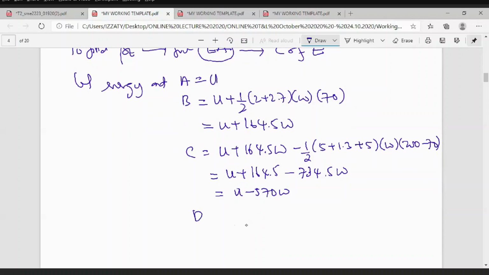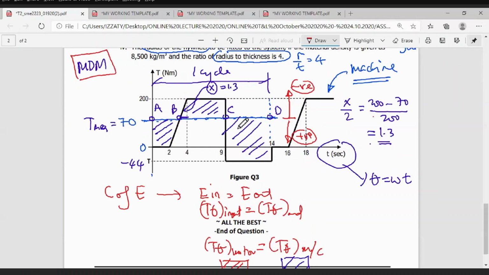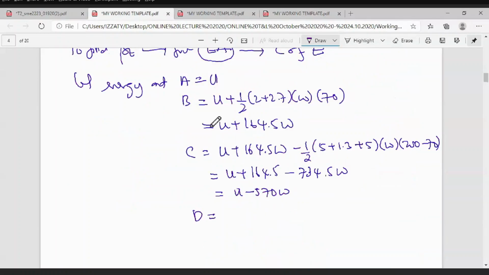D equal to, look at what D is. D will be this one. D is easy because we have rectangles here. So it is 70 plus 44, then you multiply by 14 minus 9. So you will have U minus 570 omega. If my calculation is correct, you will get 0 here, because we are talking about energy. It has been conserved.